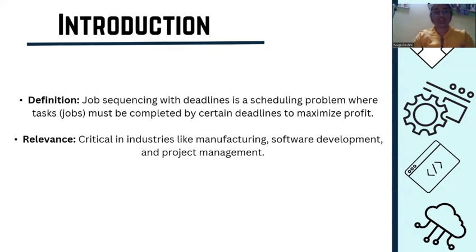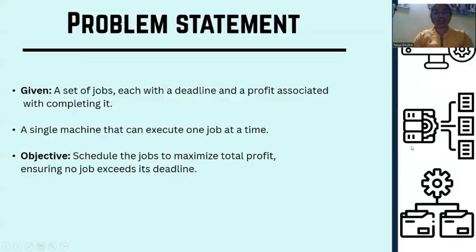The definition of this problem: job sequencing with deadlines is a scheduling problem where tasks must be completed by certain deadlines to maximize the profit. That means we'll be given a certain number of tasks with their deadlines and their profits. We need to schedule these tasks so that we get maximum profit. The usage of this algorithm is in manufacturing, software development, and project management. This is the introduction of job sequencing with deadlines.